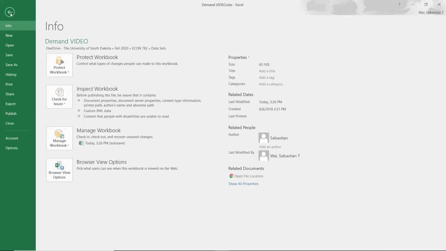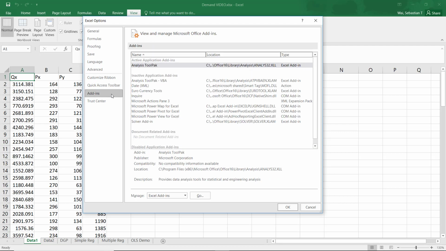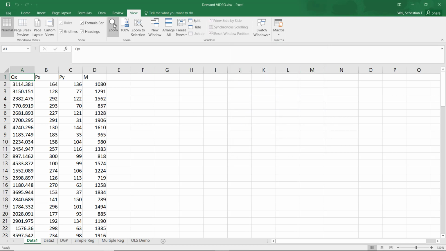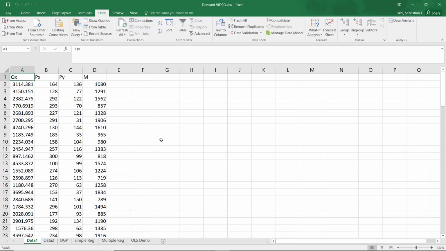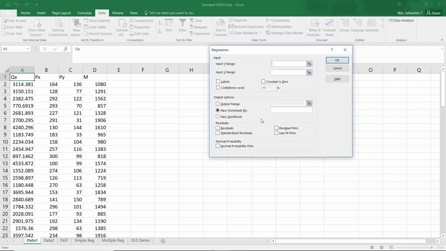To do this, we're going to go over to File, and then click the button that says Options, select Add-ins, and then Go. Make sure that there is a check mark next to Analysis ToolPak, and then click OK. Once we've done this, we can go over to the Data tab in the Excel ribbon, and there should be a button over here on the right-hand side that says Data Analysis. We're going to click that button. We get a few different options here, but we are interested in regression. Select that, click OK.